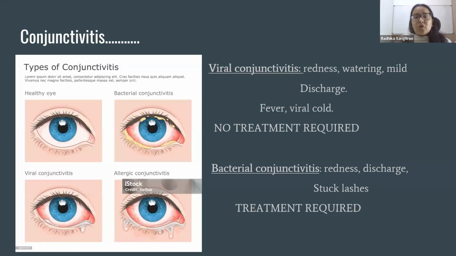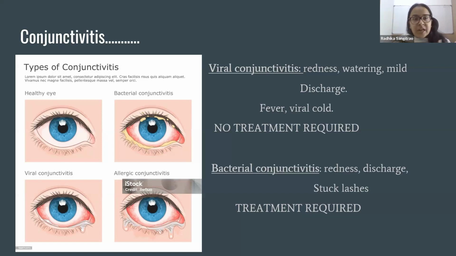One of the most common diseases is conjunctivitis, but we are not aware that there are different kinds of conjunctivitis. Just like we get any infection in any part of the body, it can be viral, bacterial, fungal, or allergic. Similarly, conjunctivitis, or pink eye, or aankh ana as we commonly call it, is a very common infection. It comes in bouts where many people are affected. Most commonly it is viral conjunctivitis.